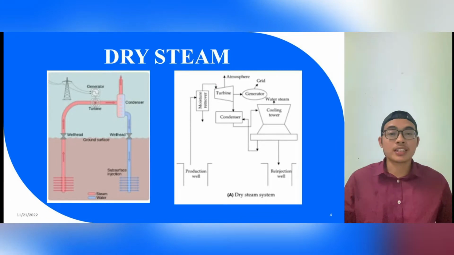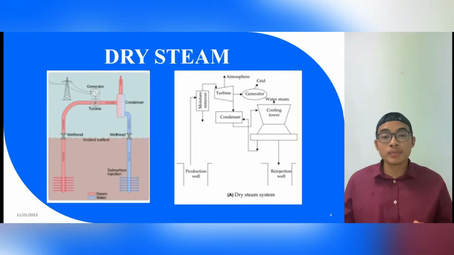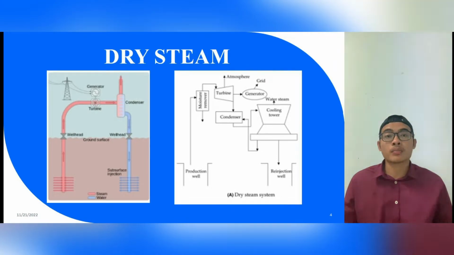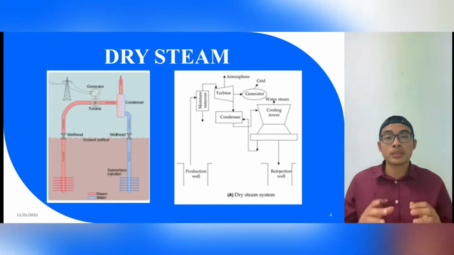The first technology is dry steam. Dry steam power plants use hydrothermal fluids that are primarily steam. The steam goes directly to a turbine which drives a generator that produces electricity. The steam eliminates the need to burn fossil fuels to run the turbines.